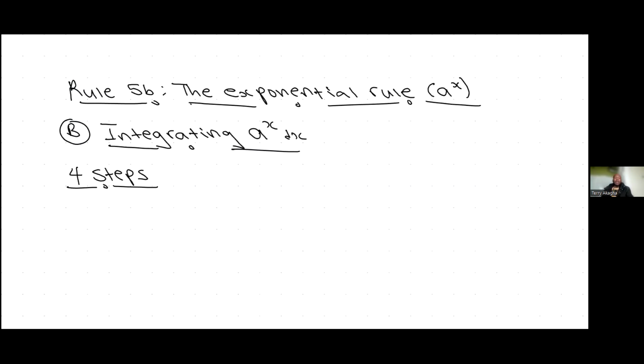So usually what happens is that there are 4 steps in solving this. And the first thing you have to do is you have to differentiate the power of the exponent, similar to what we did in 5a. So the first thing you do, you differentiate the power of the exponent.